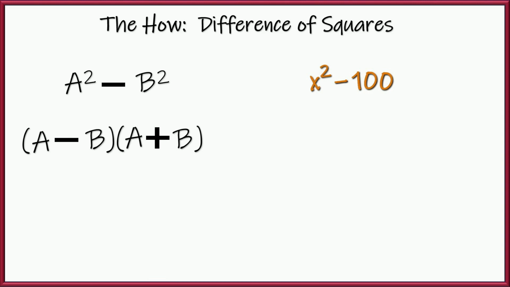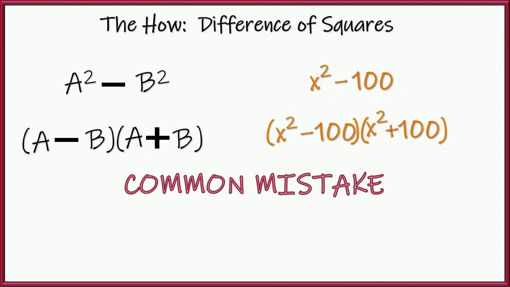So this is actually the most common mistake. People see this and they forget that a squared minus b squared describes this, but the formula is a minus b, a plus b. So we're not actually going to use the x squared and 100 like this. This would be a terrible mistake. People mess that up all the time.